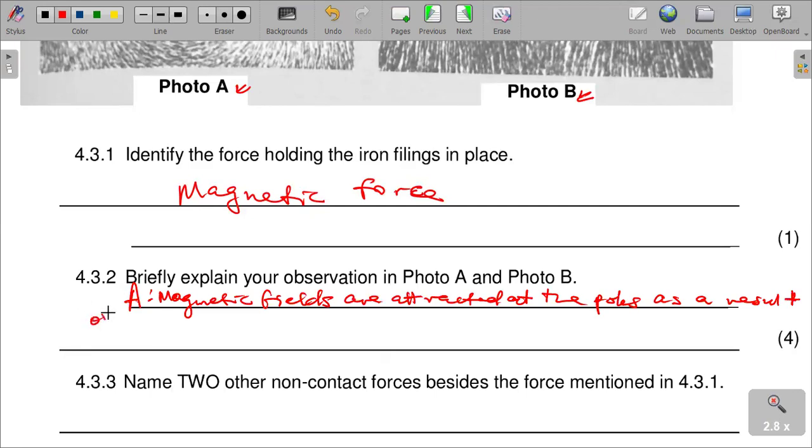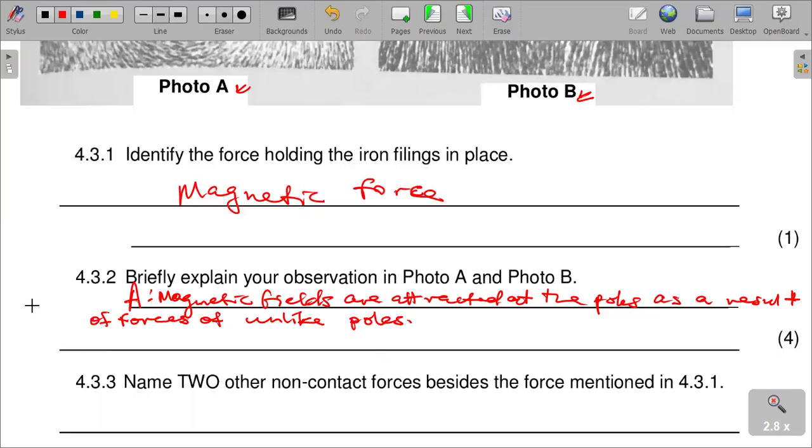As a result of strong forces of unlike poles. That is what is happening in A. Magnetic fields are attracted at the poles as a result of strong forces of unlike poles.